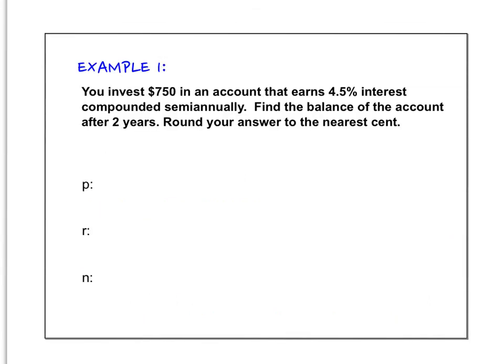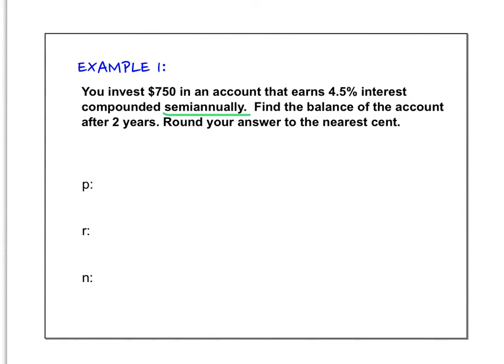So the first example that we're going to look at states you invest $750 in an account that earns 4.5% interest compounded semi-annually. So that's that key word that's telling you it's more than just once a year. Then the question says, find the balance of the account after 2 years. Round your answer to the nearest cent.